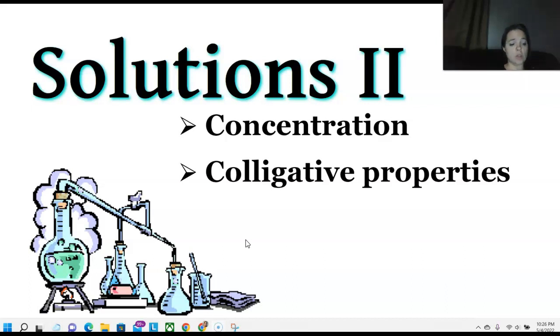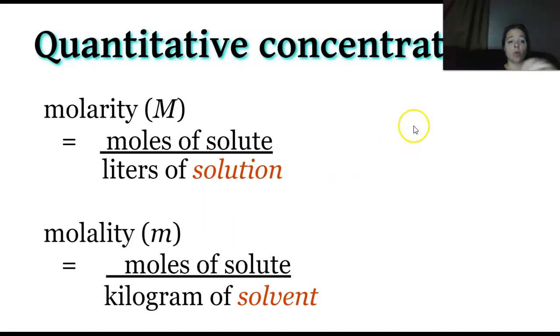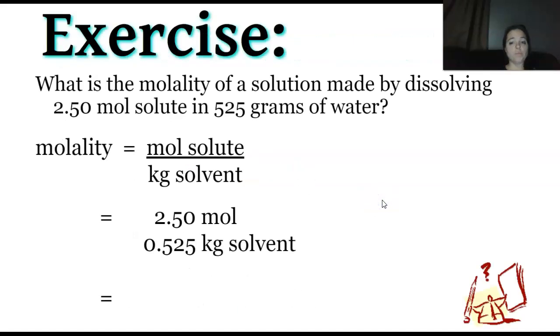Remember, concentration is parts per million, molarity, and then based off that, we're going to look a little bit into colligative properties. So again, remember molarity: it's moles of solute per liters of solution. Then you have something called molality. That's moles of solute in kilograms of solvent instead of liters. All right, so a real quick exercise in the yellow pages.